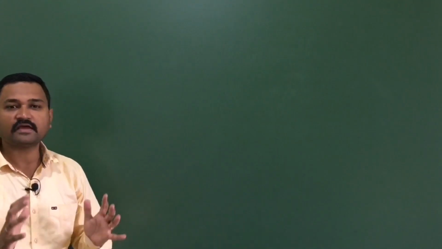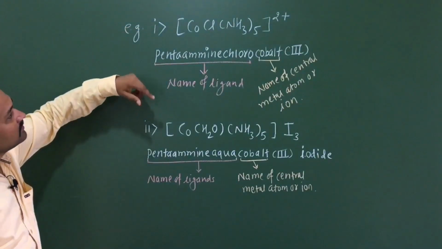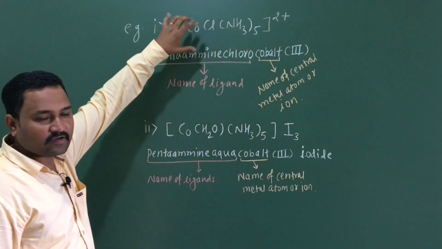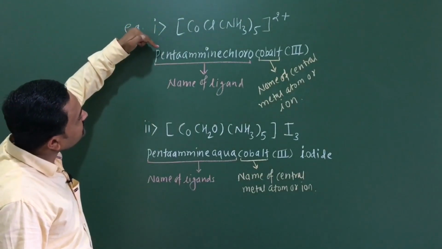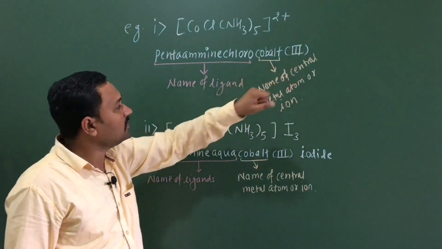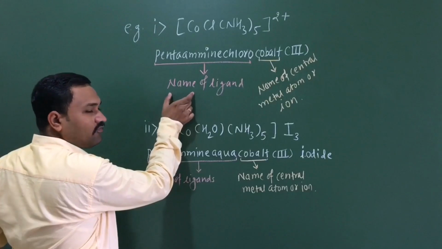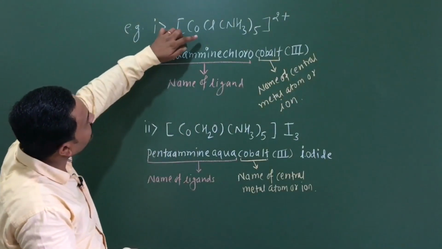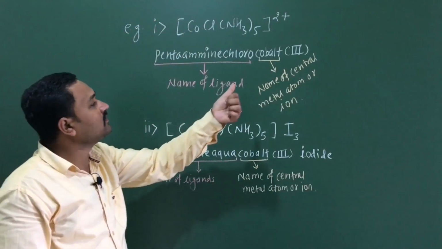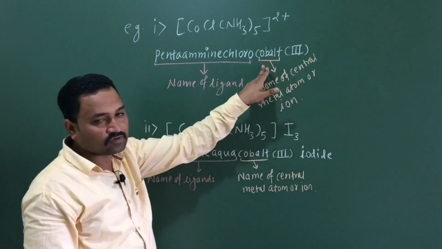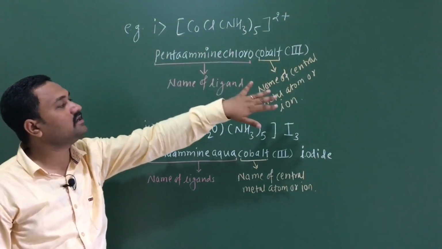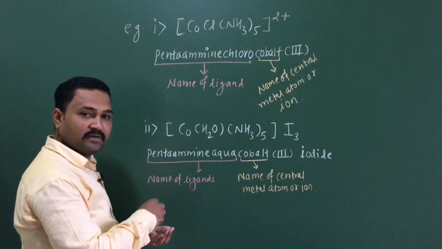Now let us consider the example regarding this one. I have considered again two examples. The first one is [CoCl(NH3)5]2+. It is a complex ion. So its name is actually written as pentaamminechlorocobalt and its oxidation state 3. So here you can observe that I have followed one sequence in which I have written the name of the ligands first, that is pentaamminechloro, and then the name of the central metal atom or ion, that is cobalt. So rule number second says that you have to write the name of the ligands first and then the name of the central metal ion.